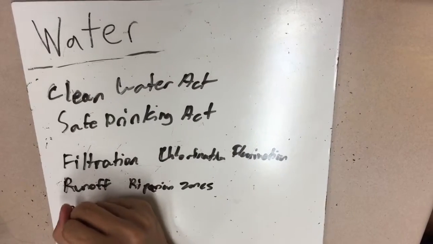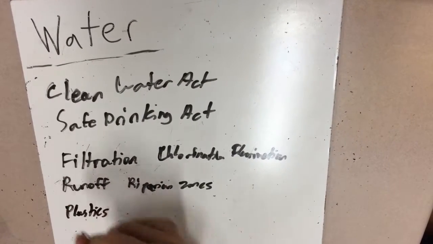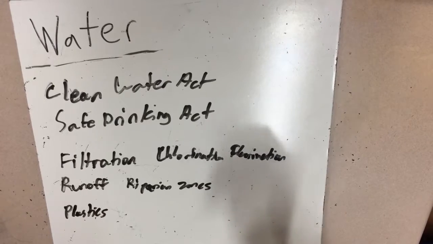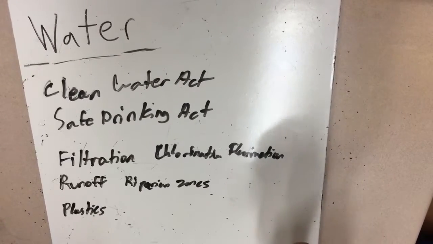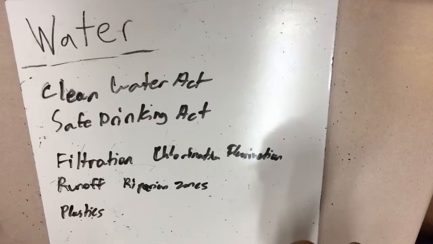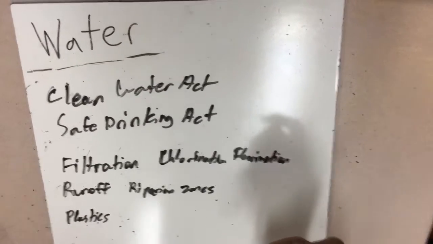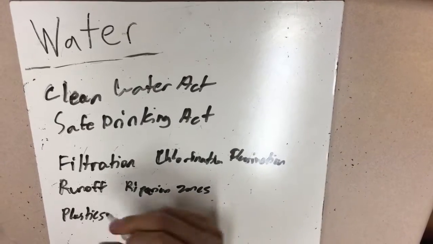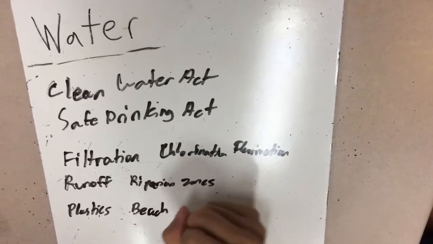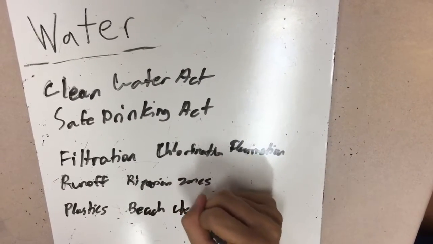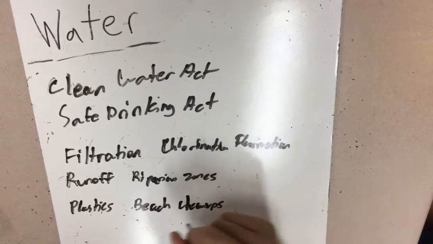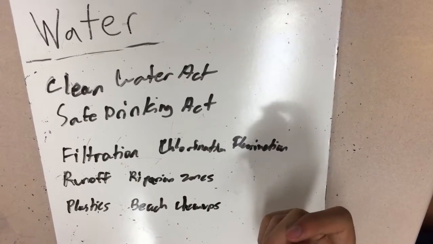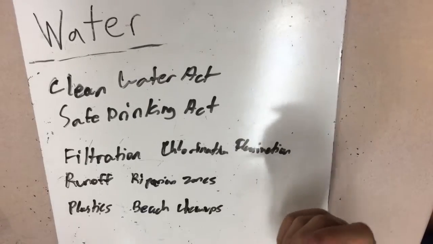So for plastics, plastics is a pretty hard problem to deal with, especially since plastics are so widely used. But one way to help prevent the spread of plastics in water is to, for instance, organize beach cleanups. These seem kind of small scale, but when done over time, it really adds up.